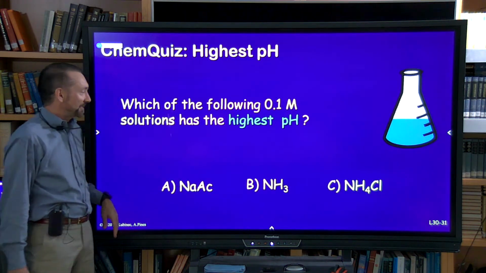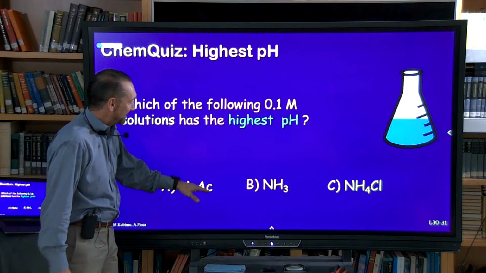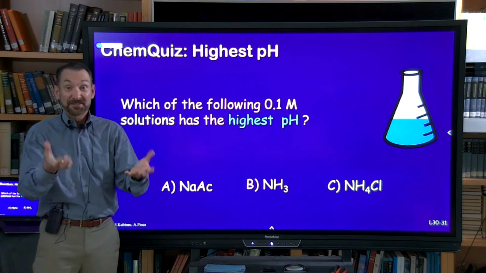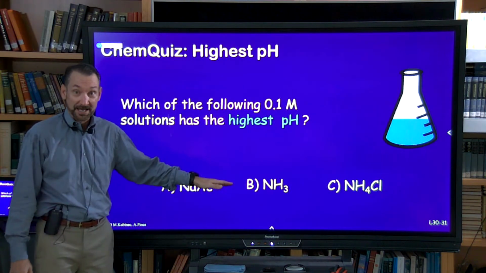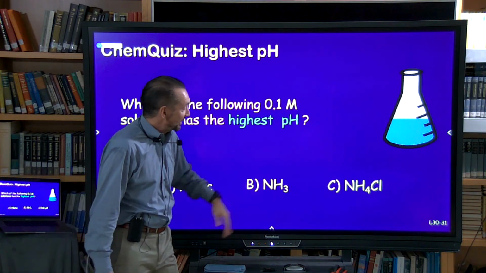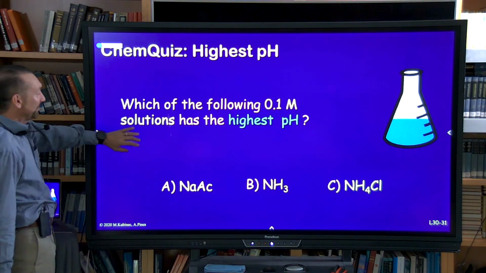Let's talk through this together. We have sodium acetate, NaAc. And remember, this Ac minus ion, this acetate ion, is from acetic acid. I just am not writing out the entire formula for acetic acid. We'll do that in a minute. I'll show you what it looks like. Then NH3 and NH4Cl. Which has the highest pH?